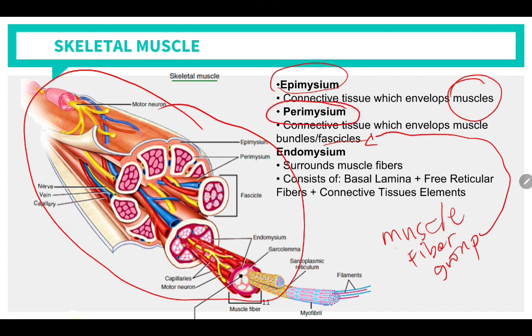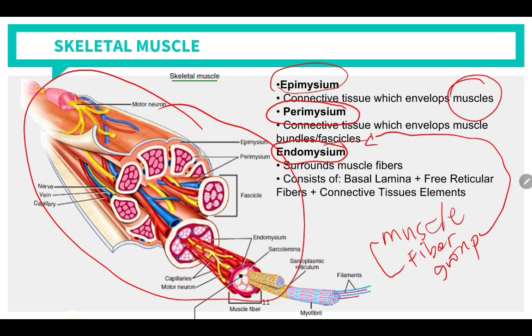For the individual muscle fiber, yung individual ha, individual. For the individual muscle fiber, ang nag-cover dyan or what lines or envelopes your individual muscle fiber is the endomysium. So it surrounds the muscle fiber. It surrounds the muscle fiber and it consists of basal lamina plus free reticular fibers plus connective tissue elements. So please understand. You have your picture here.